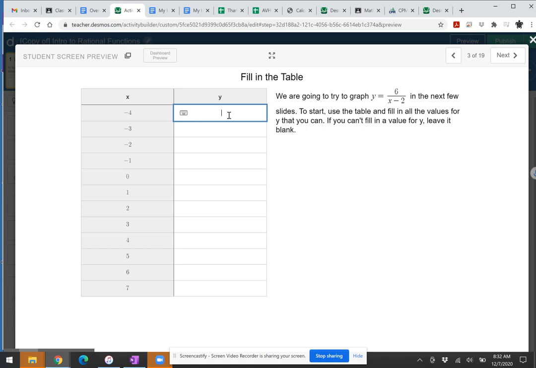Okay, so I just wanted to make a quick video to make sure that you were seeing a lot of the things that I wanted you to see with these rational functions. So the first thing you had to do was complete a table where you have 6 over x minus 2.